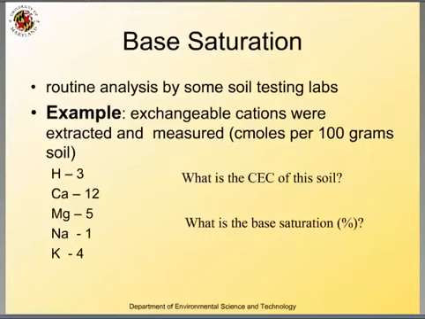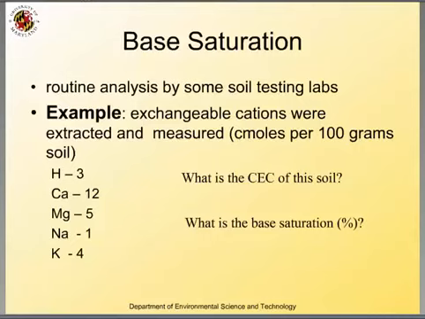First of all, some labs routinely report base saturation, others don't. It depends upon what lab you decide to use. But let's say that if they did, they extracted all the exchangeable cations and expressed them on the soil test report in terms of centimoles per 100 grams of soil. If you got information from your lab expressed like this, you could do two things with it. You could figure out the CEC of your soil, and you could also figure out the base saturation.